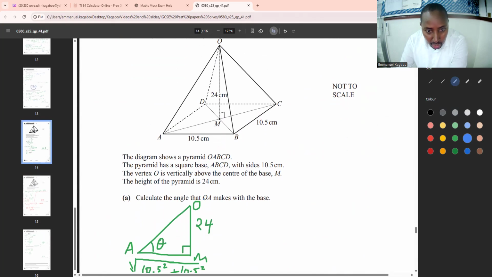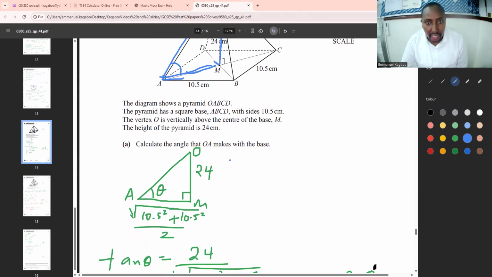Calculate the angle that OA makes with the base. Okay, so they are talking about this side. It makes an angle with the base. Basically, this is the one here. So this is the right-angled triangle they are talking about, and this is the angle you're looking for. This is the one I called theta here, and I had my height as 24. If I'm to get the angle, I don't have this side, so I need to get this one.